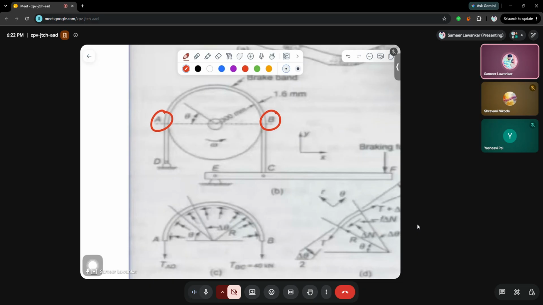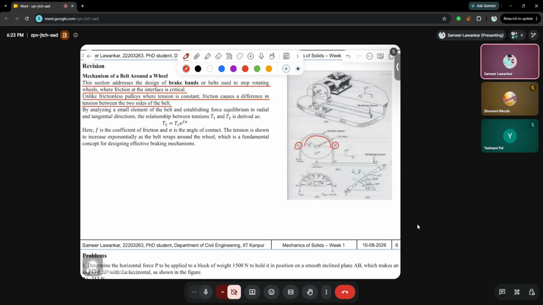There are two tensions, but the major thing here is the friction exerted in the complete region. So the friction causes a difference in the tension between the two sides of the belt. This is one side, this is the second side. By analyzing a small element of the belt and establishing force equilibrium in radial and tangential directions, the relationship between the tensions T1 and T2 can be derived as T2 equal to T1 e to the power fα, where f is the coefficient of friction and α is the angle of contact.